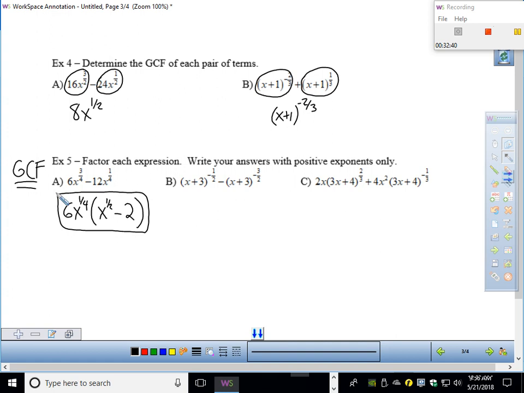All right, next one. Letter B. (x plus 3) to the negative 1/2 minus (x plus 3) to the negative 3/2. And we want to go ahead and factor out the greatest common factor. So don't think too much about it, everybody. It's just the smaller of the two. So negative 3/2 would be smaller than the negative 1/2. So we pull it on out. All righty. Now let's see what we have left in there.